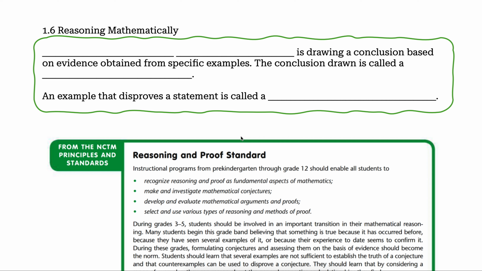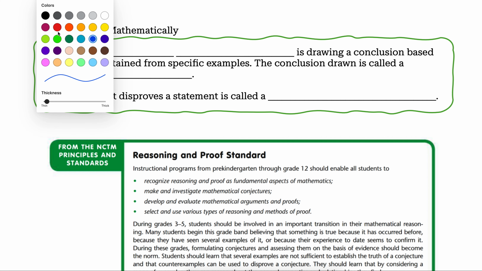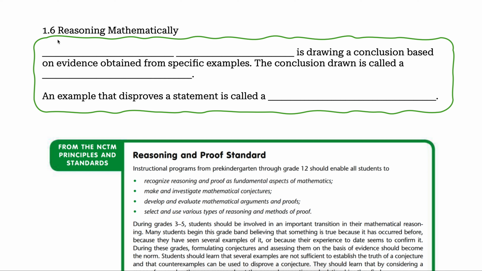To wrap up chapter 1, we're going to look at mathematical reasoning. And there's two main types of reasoning that we talk about. The first one is inductive reasoning, and that's going to be the first blank here. With inductive reasoning, you're going to take some very specific examples and try to make a general statement about them. So that statement that you're drawing, that conclusion that you're making, we call a generalization.